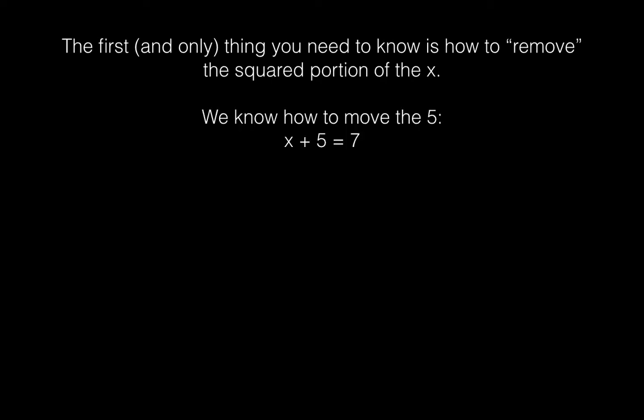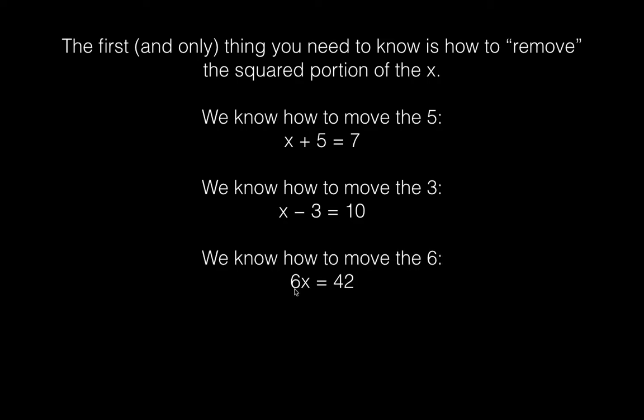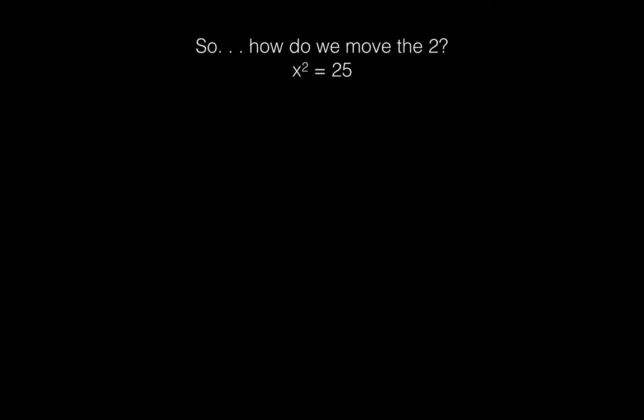We know how to move the 5. We know that when it's x plus 5 equals 7, this is a positive 5, which means 5 is being added, so we subtract 5. We know that whenever it's x minus 3, if you want to move this negative 3, you add 3 to both sides. We know that if we want to move the 6, these are being multiplied, so we divide. We know that if we want to move the 9, this is being divided, so we multiply, or at least you should know that. And if you do know that, then you're going to be just fine today, because there's really nothing tough about doing the algebra part.